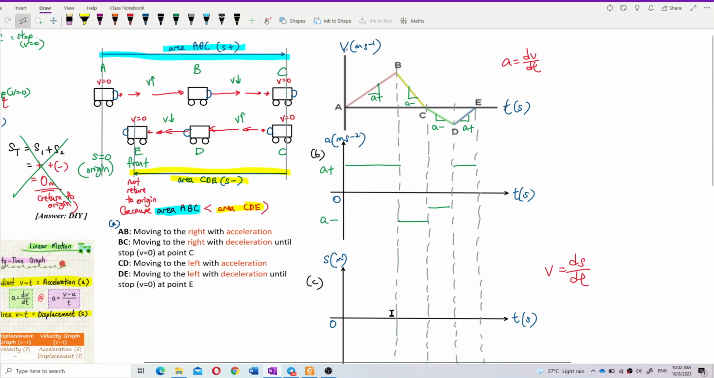Very hard to draw. Displacement? No. If you understand, it's easy. Okay, this velocity is the gradient of the displacement graph. So this AB is moving in which direction? AB is moving to the right. You see, AB is moving to the right, but becomes faster and faster. It's moving to the right.